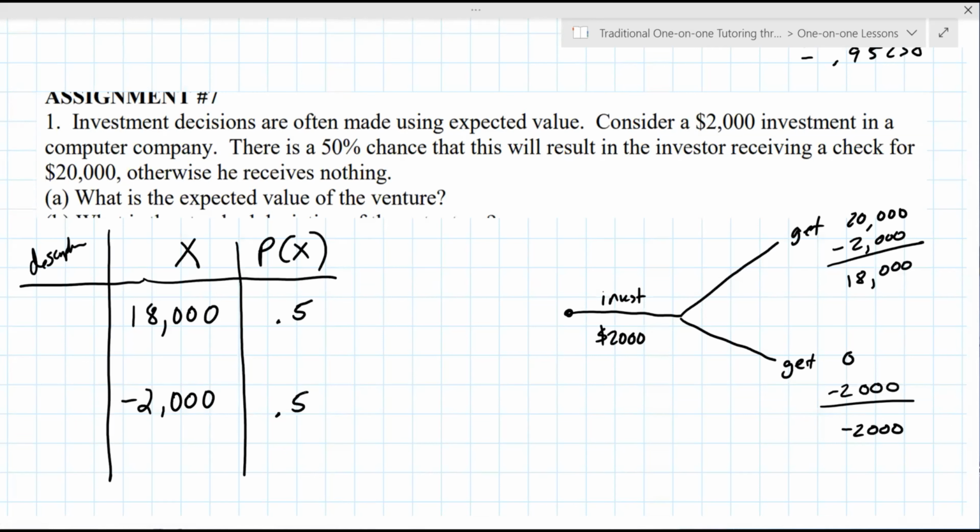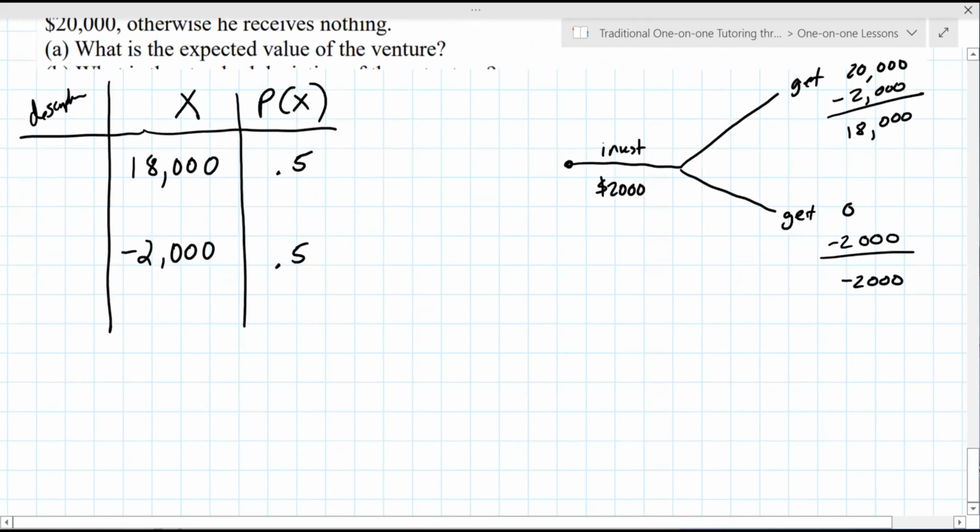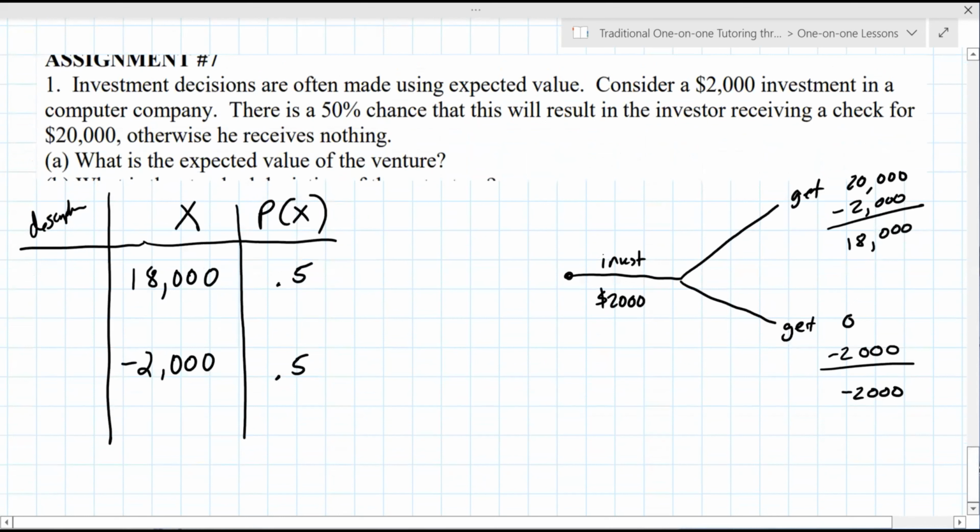Can you think of something in your life that was like this, where you had two things to decide on? I'm sure, right? They come up every day. I'm trying to think of a big one.